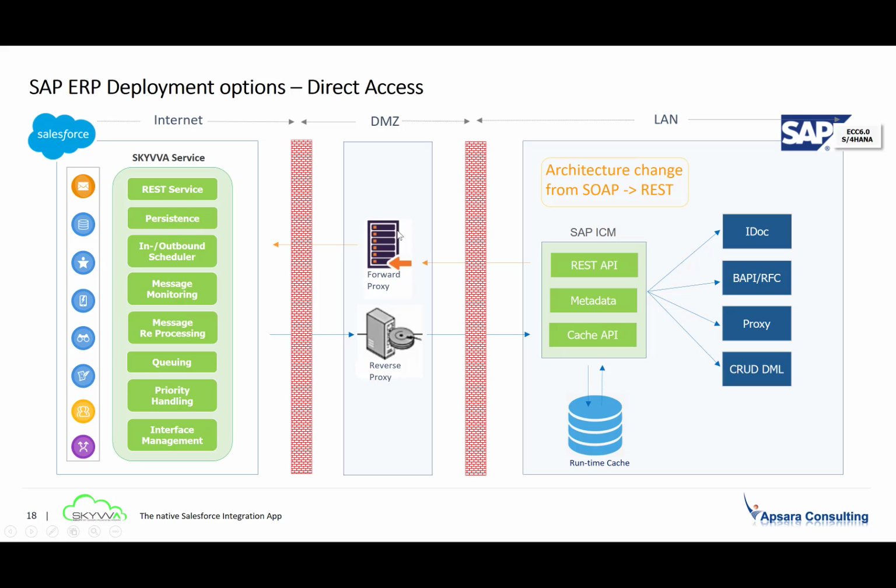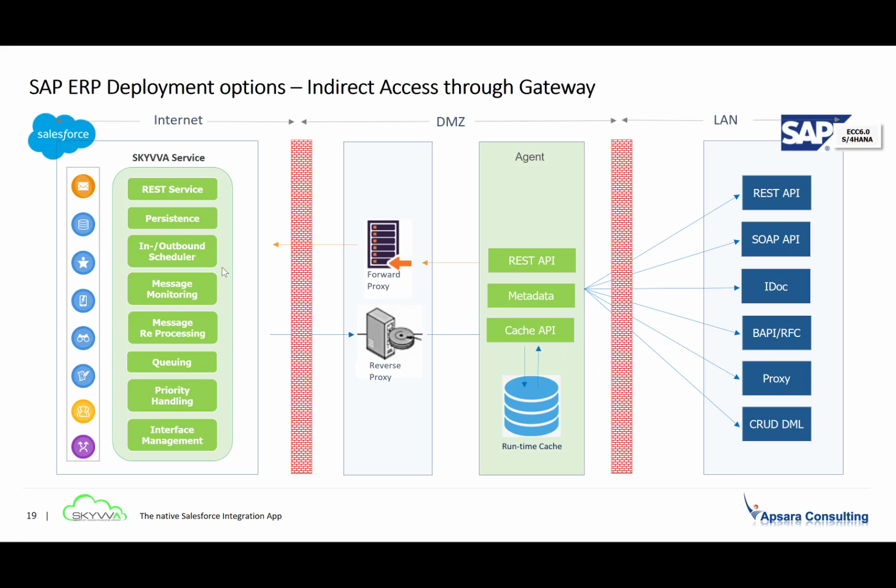So here we see the deployment where the SAP is directly open to Salesforce. So Salesforce can access directly through a reverse proxy or forward proxy, the other direction, to Salesforce. So it is a direct connection. There is no middleware or gateway in between. This is the first option that you can use, the SKYVVA SAP ERP Connector.